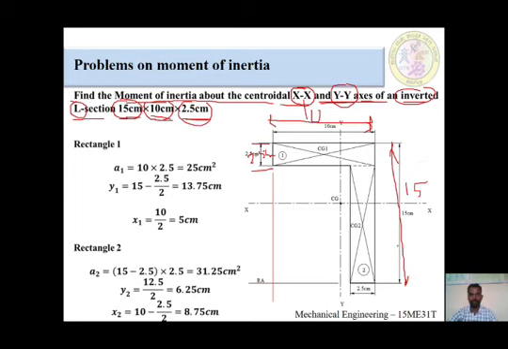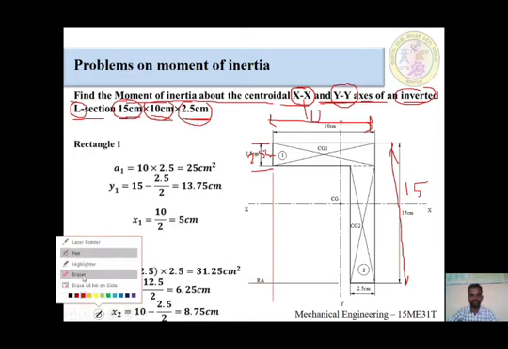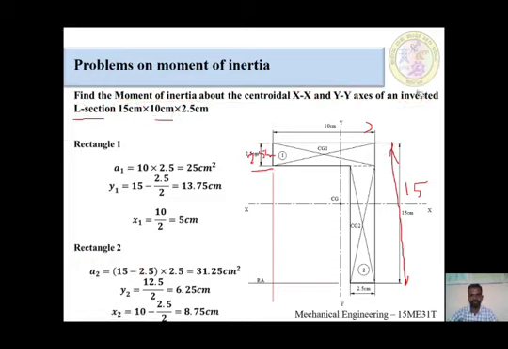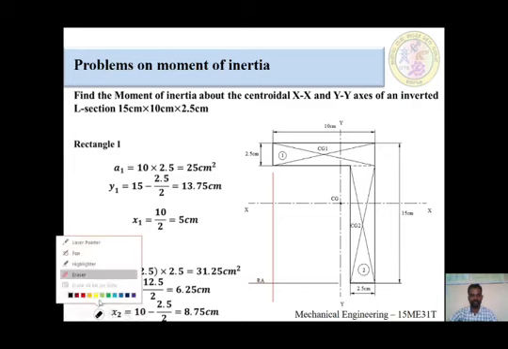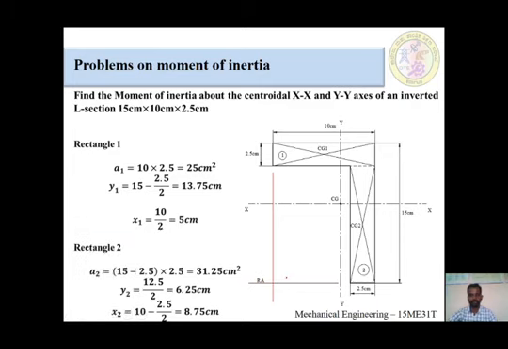After understanding this, I am going to erase these things for better understanding. First, the procedure is to split the diagram into different rectangles. This much rectangle I am taking as component number 1. After that, this much rectangle I am taking as component number 2. As per the procedure, splitting is done.